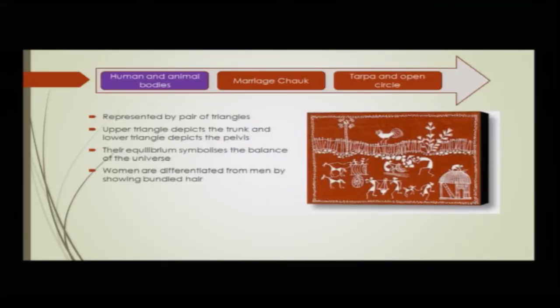And in the case of animals, their orientation is a bit different, and this is used to differentiate humans from animals. And apart from that, the equilibrium between these two triangles has very important significance. It symbolizes the balance of the universe. And apart from that, we can see that here one woman is shown, and she is differentiated from her male counterparts by showing the bundle of hair around her head, this smaller circle.